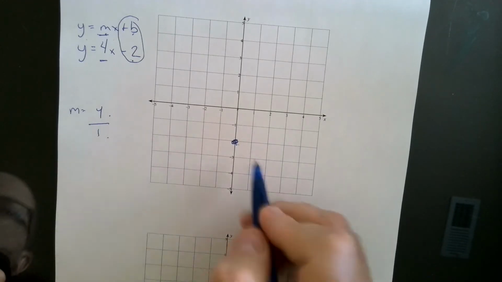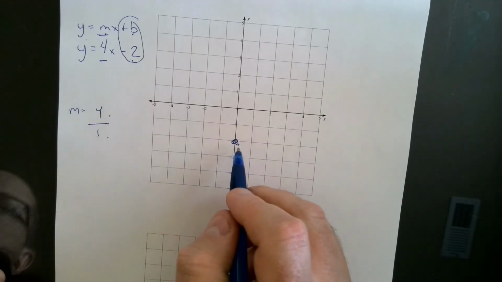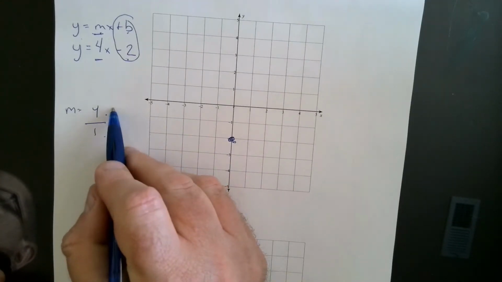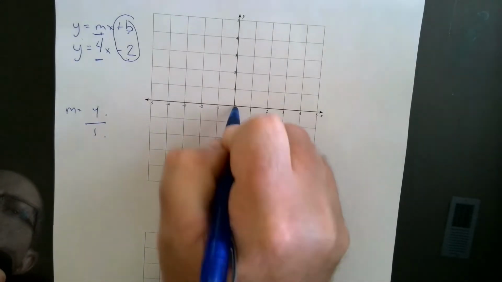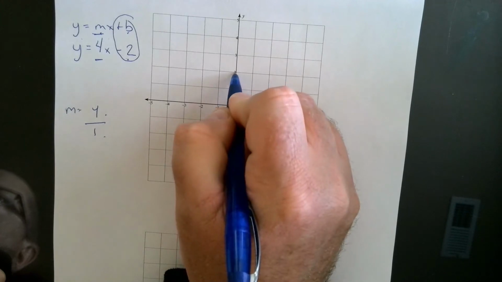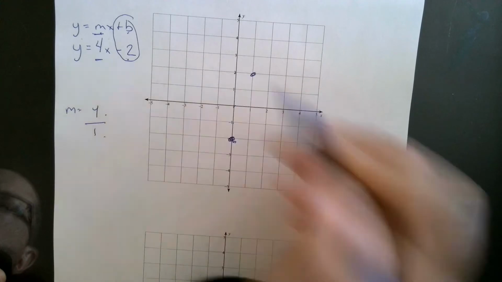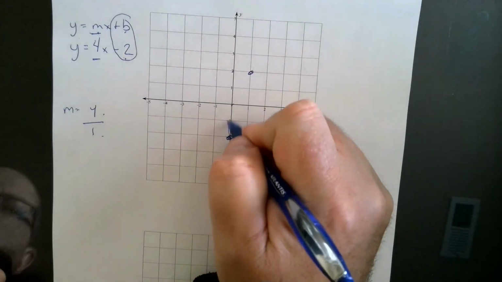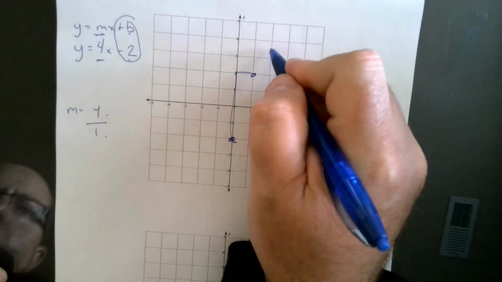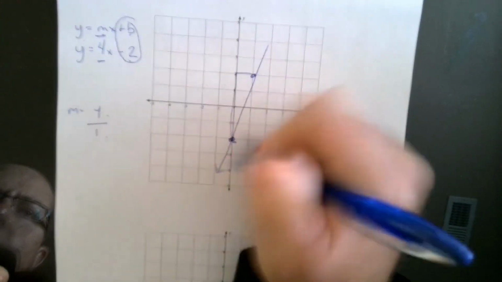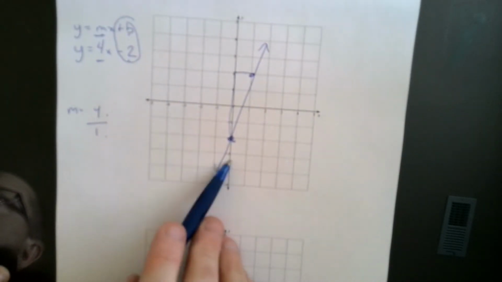Okay, so I go to my beginning point, my starting point, which you told me was -2. And then from here, our rise is a +4. So we're going to count up 4 spots. 1, 2, 3, 4. And then we have a run of 1. And then we run over right 1 time because it's +1. So we go up 4, right 1. And then we just have to send a line through those dots. And that is the graph of y equals 4x minus 2.